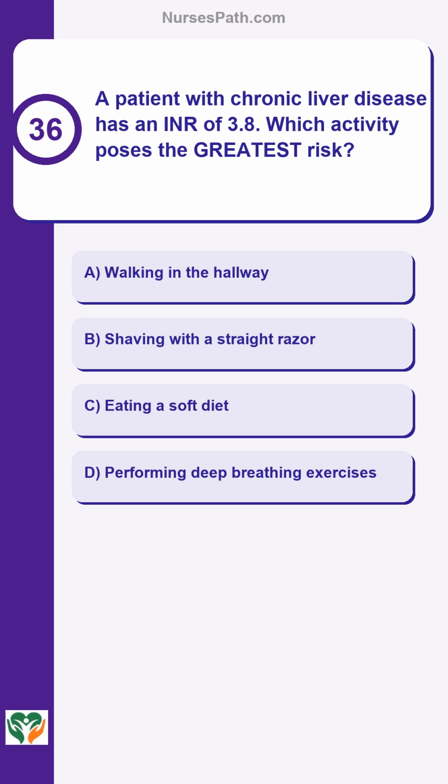Question 36. A patient with chronic liver disease has an INR of 3.8. Which activity poses the greatest risk? Walking in the hallway, shaving with a straight razor, eating a soft diet, performing deep breathing exercises.